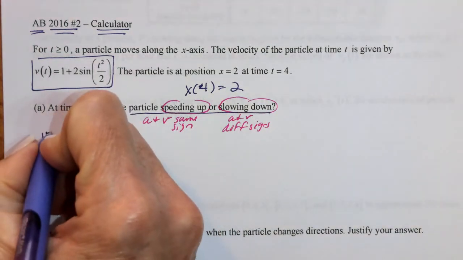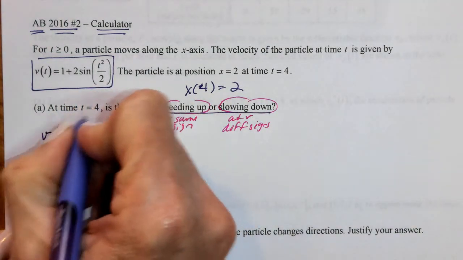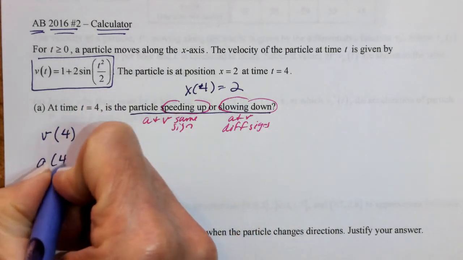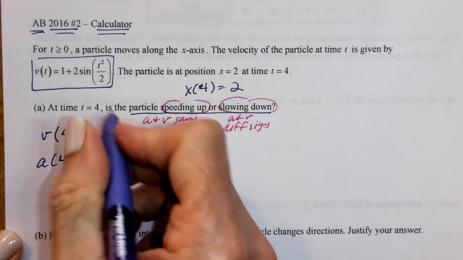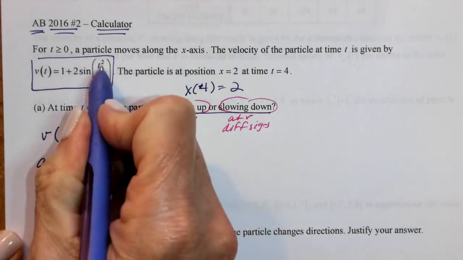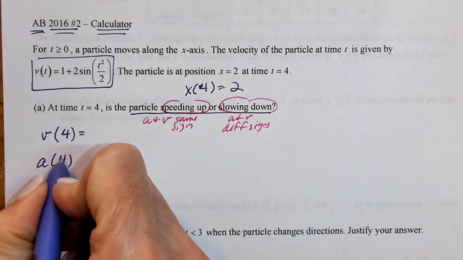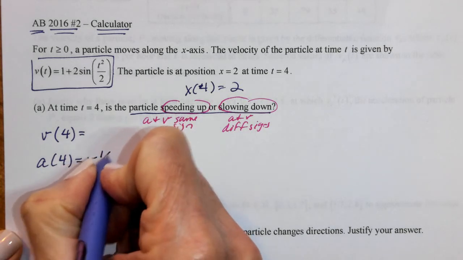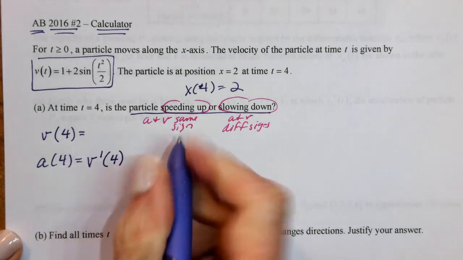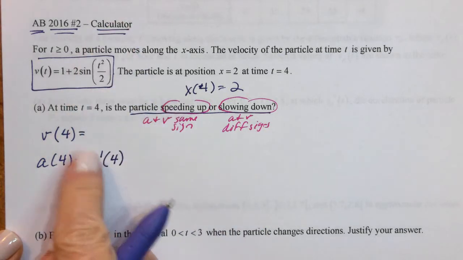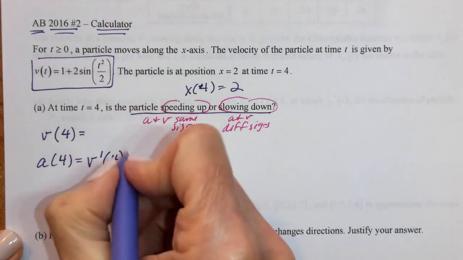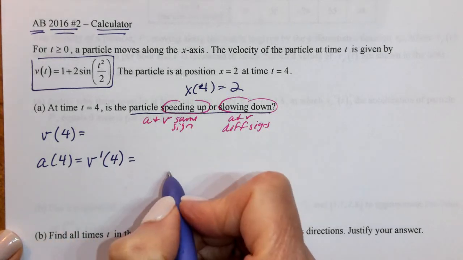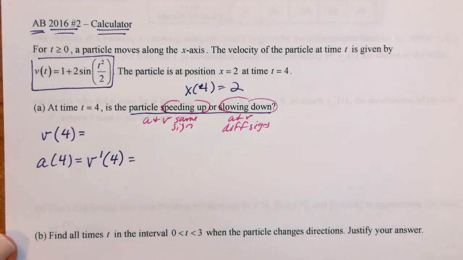So I need to find V at time 4, and I need to find A at time 4. And I need to know their signs. Well, V at time 4 is not going to be hard. We just put 4 in for t here. A at time 4, we're going to need to do something to get it. What do we do to get it? We take the derivative of velocity. Now our calculator, it's calculator active, so our calculator can do that for us, but we remember that we have to tell AP what we're doing. Don't just write a number down without saying what you did to get it.